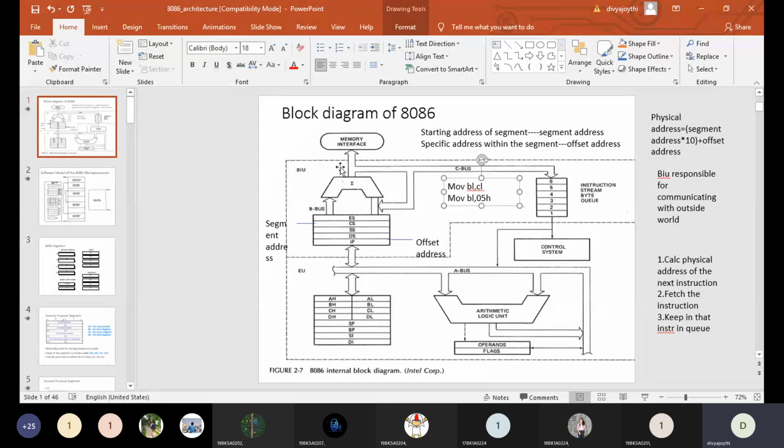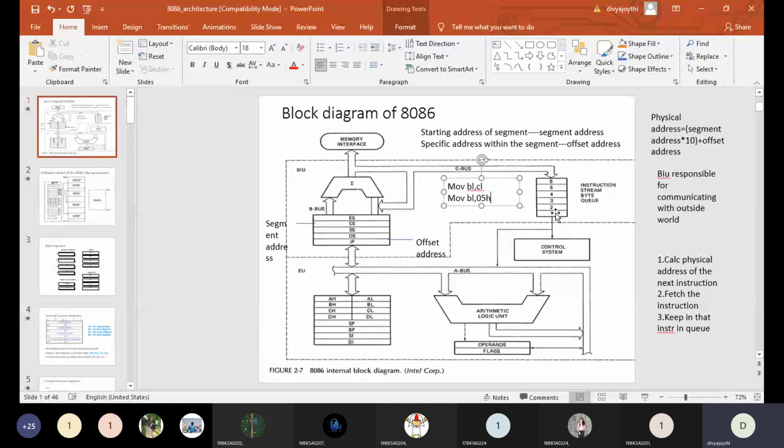Now when the BIU is fetching these instructions and keeping them in the queue, they are not going to be assembly language instructions. The assembly language instruction is converted into the opcode. Opcode means machine language, that is nothing but binary language. So whatever instructions the queue is holding are the binary forms of the program that we have written.